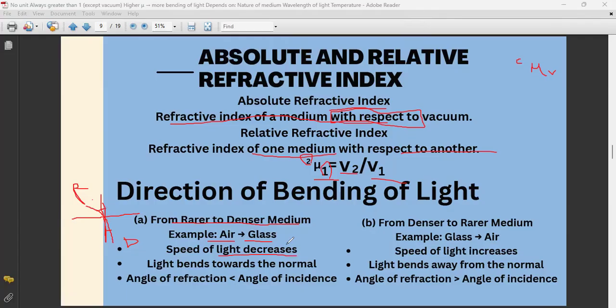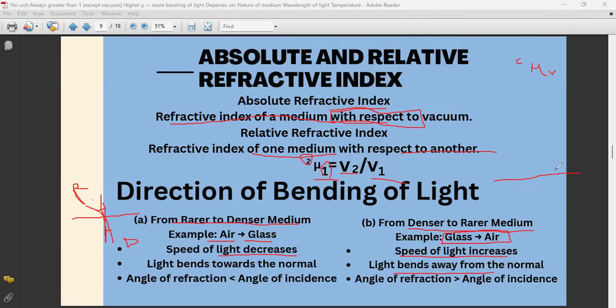In contrast, when light is moving from the denser medium to the rarer medium, we can take the example opposite of the previous one, which is glass to air. Now the light ray is moving from the glass medium, which is denser medium, to the rarer medium, which is air medium. So here speed of light will increase and light bends away from the normal. So angle of refraction here will be greater than angle of incidence.